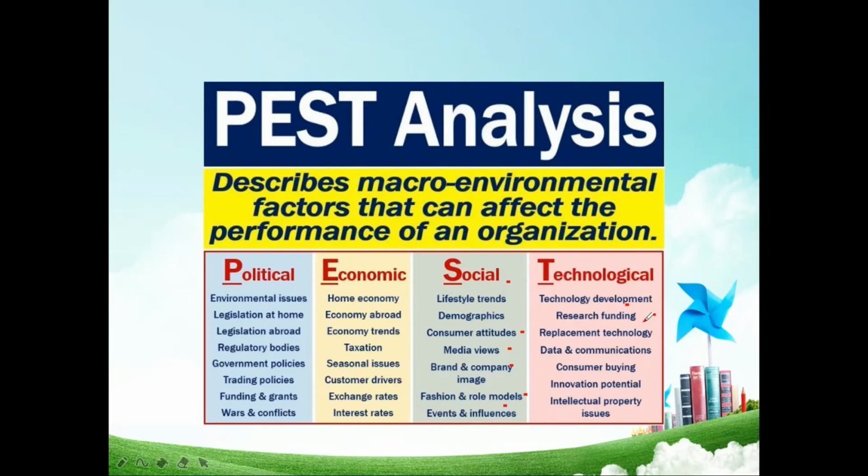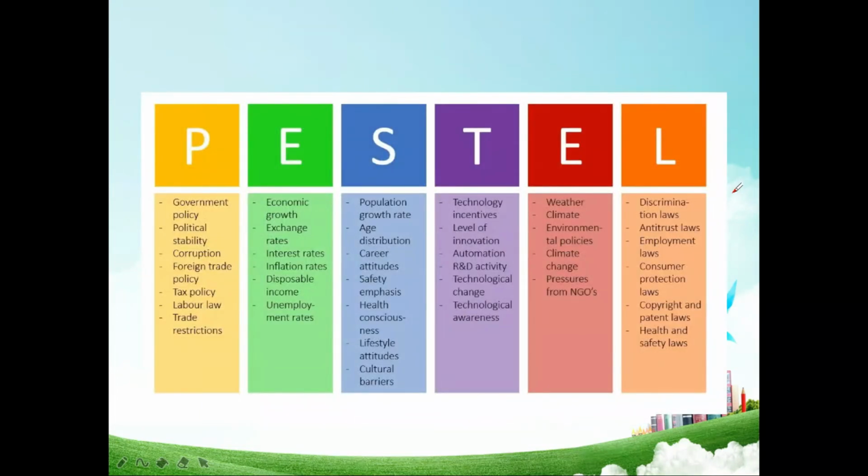Okay, consumer buying: what is the innovation potential, how much consumers buy. For example, Amazon, Flipkart and all, they keep some persons, paying them a huge price for analysis of the consumer-oriented buying process. Okay, that is the one. Next, innovation potential, intellectual property issues. So these are the technological factors that tend to affect the performance of an organization.